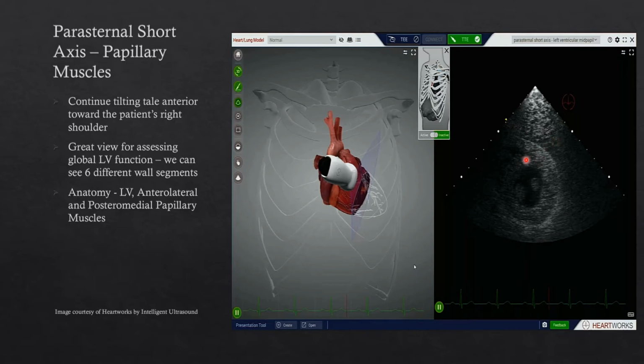We've got our anterior wall, anterolateral, inferolateral, inferior wall, inferoseptal, anteroseptal wall, all in this view right here. And so we see our anterolateral papillary muscle right here and our posteromedial papillary muscle right there.